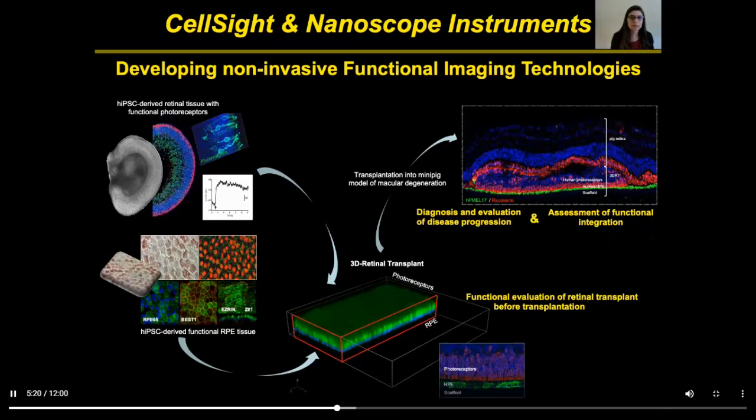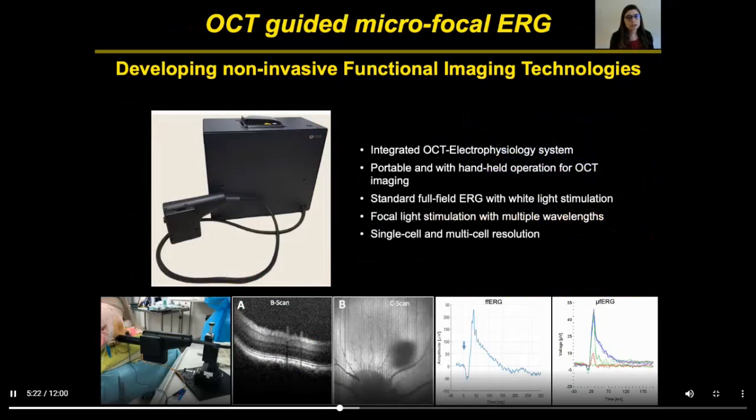And what I would like to share with you today is the development of a novel OCT-guided microfocal ERG system. This new technology is an integrated OCT electrophysiology system. The hardware is all packed into a portable system, making it very convenient for experimental settings, but also for its potential use in clinical settings. And in this picture over here, what you can see is the actual setup of the system in the operating room while we are working with one of our pigs.